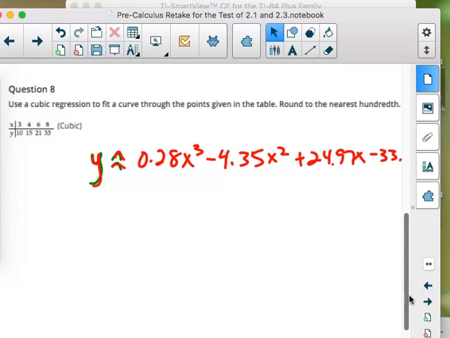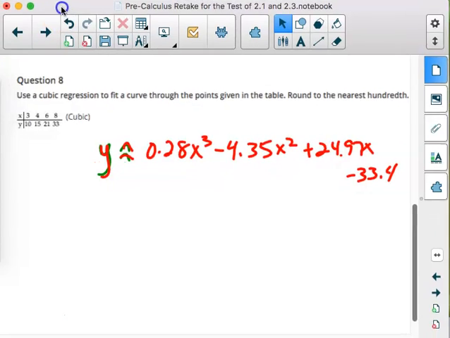Too close to the edge. There we go. And that one, again, that was multiple choice. So you just had to match that up with what you found. Alrighty, the next problem.